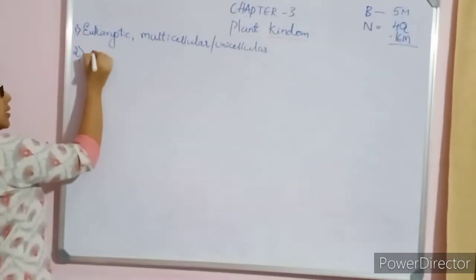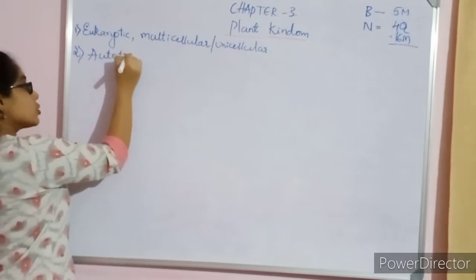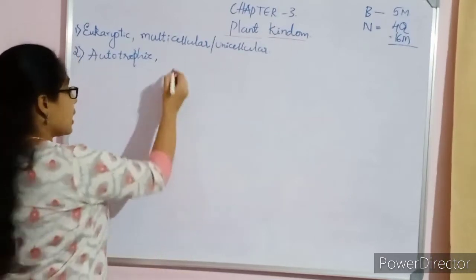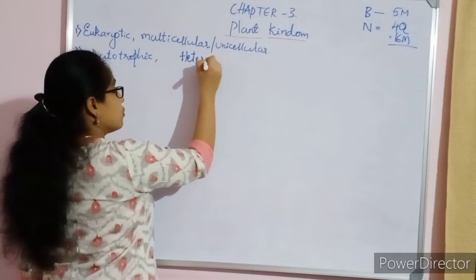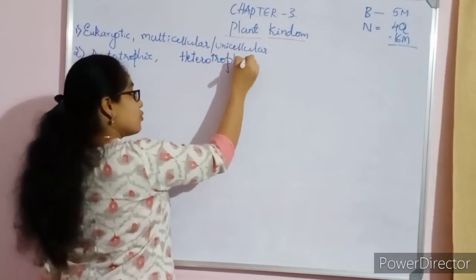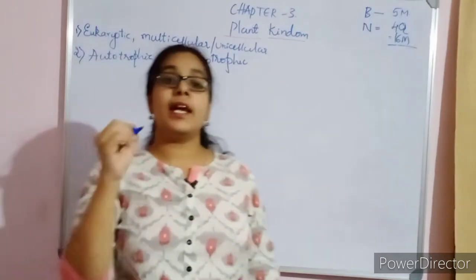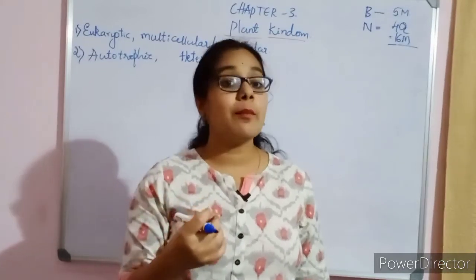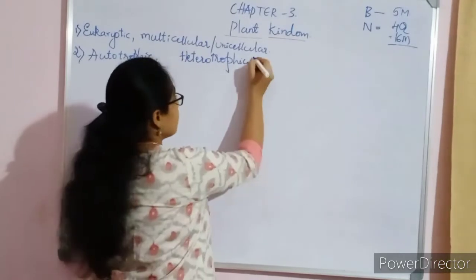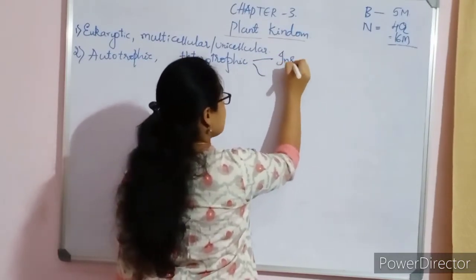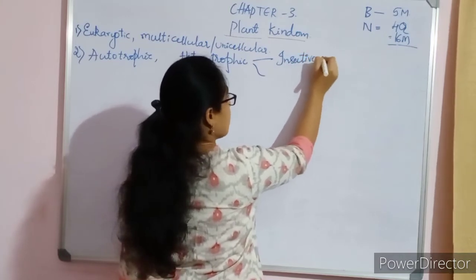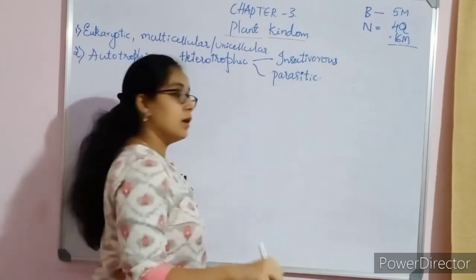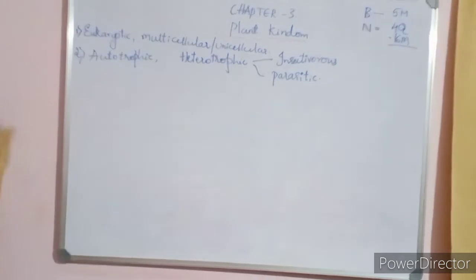That is most important. Many of them show autotrophic nutrition. Only a few plants are heterotrophic. In heterotrophic, do you remember we have studied, they may be holozoic, they may be parasitic or they may be saprophytic. Yes or no? So here holozoic means the plants may be insectivorous. Clear? So this is about their nutrition.